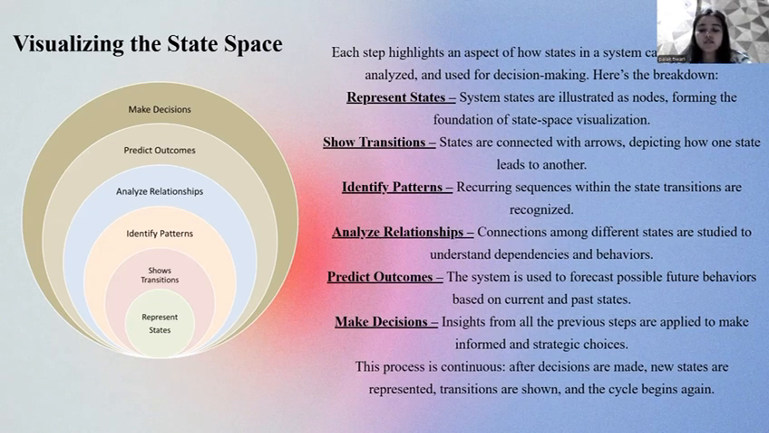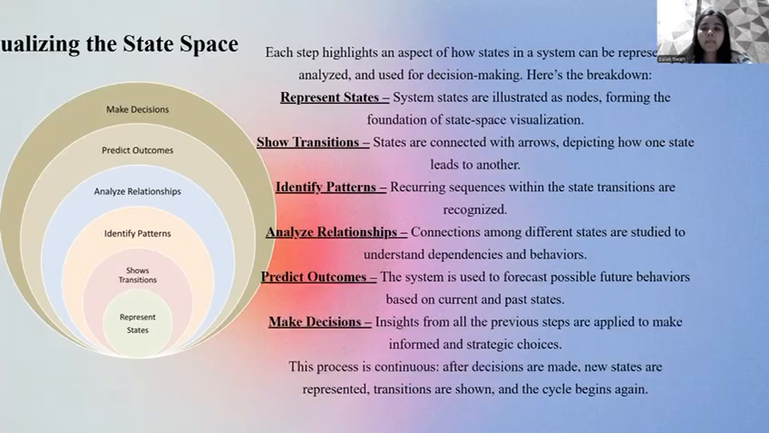This process is continuous. After decisions are made, new states are represented, transitions are shown, and the cycle begins again. By identifying patterns and analyzing relationships, an AI system can predict outcomes and make decisions. It is a continuous process, and after every decision, the system observes the new state and replans if needed to move ahead.